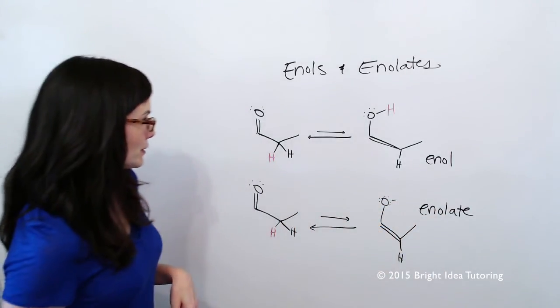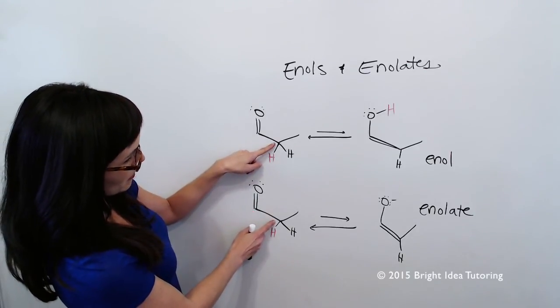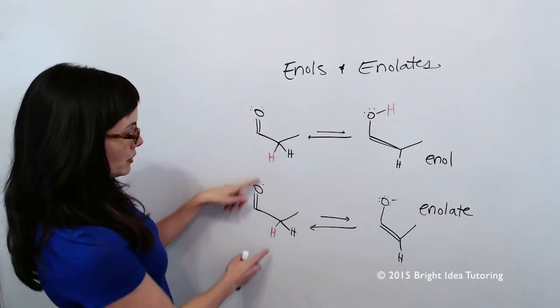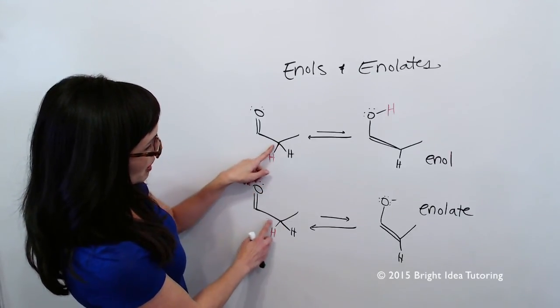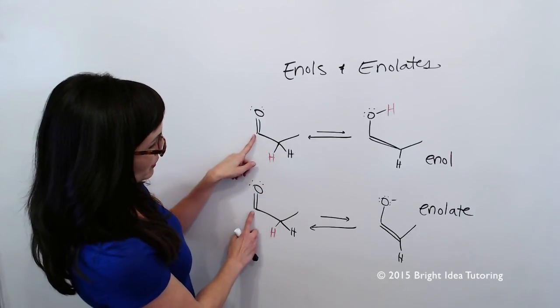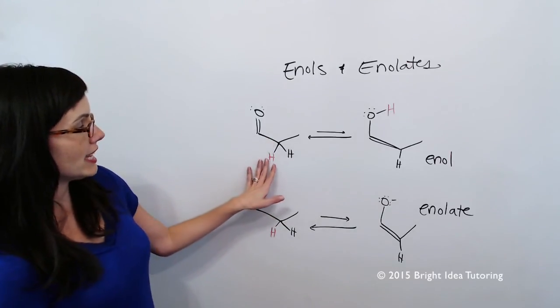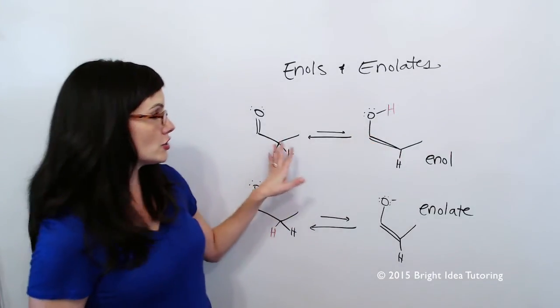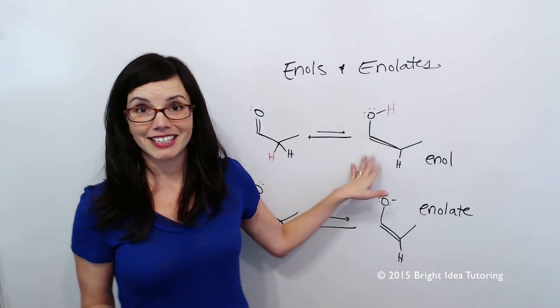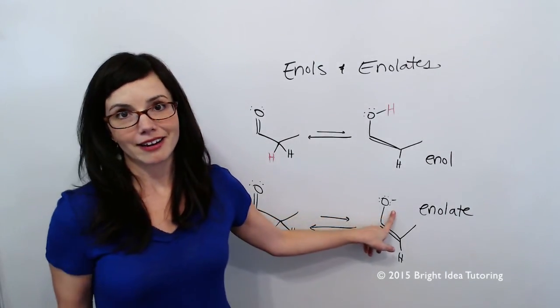Just for a quick review, here's our carbonyl. That makes this the alpha carbon. And all we're going to do is remove a proton from the alpha carbon. We're going to form a double bond between the carbonyl carbon and the alpha. And in the case of an enol, we're actually taking this proton and moving it up to the O. This is a true tautomerization. In the case of an enolate, we're leaving this O negative.